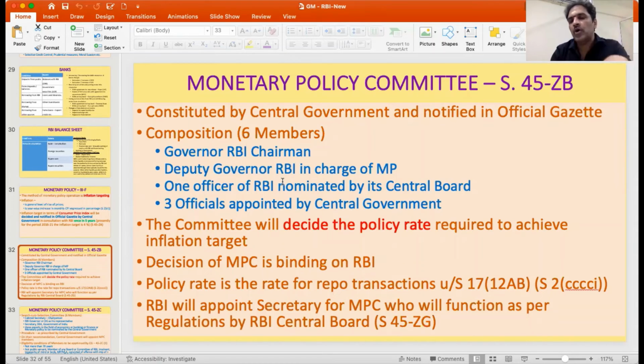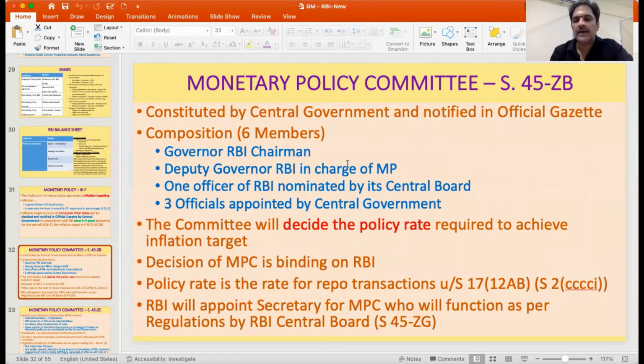So the committee will decide the policy rate. And what is the policy rate? It is the repo rate that is indicated. So this policy rate will be the rate used for achieving the inflation target. The decision on what the policy rate should be will be made by the Monetary Policy Committee, and this decision is binding on RBI. So if the committee decides that the repo rate has to be increased, RBI has no choice but to increase the rate. If the committee says reduce the rate, then RBI has no choice but to reduce the rate. The policy rate is the rate for repurchase transactions that will be specified, and presently the rate is 4.9%.